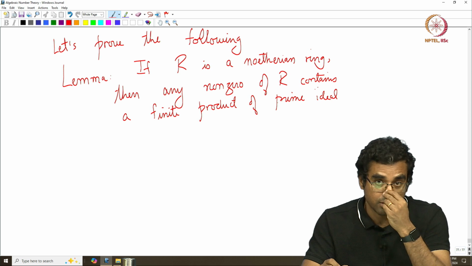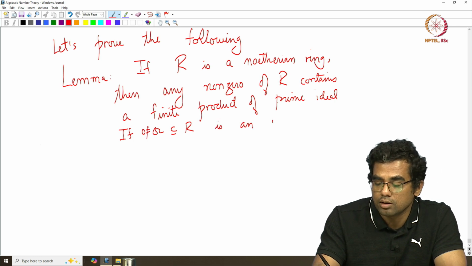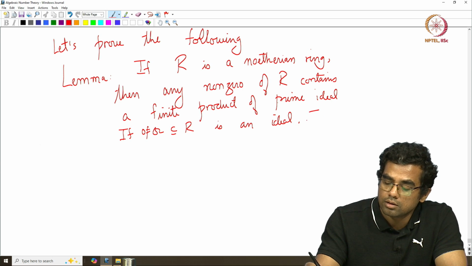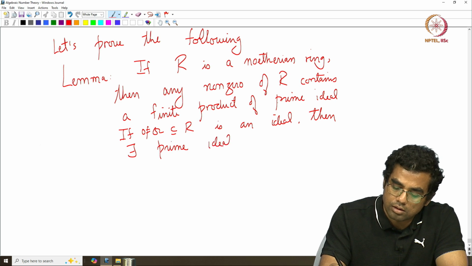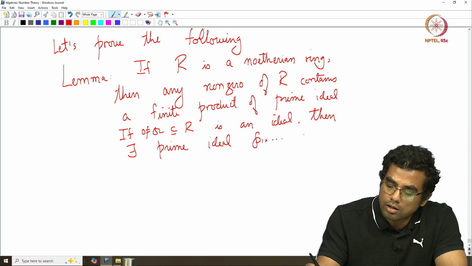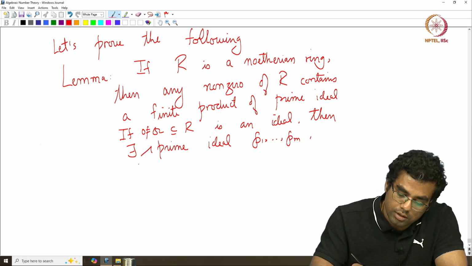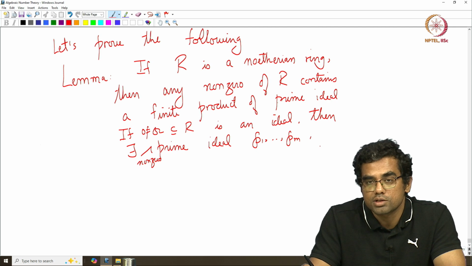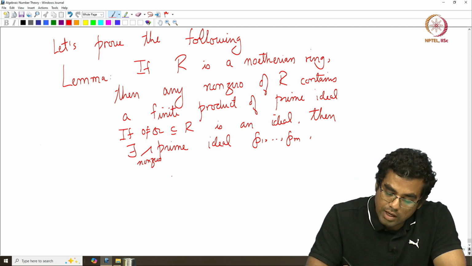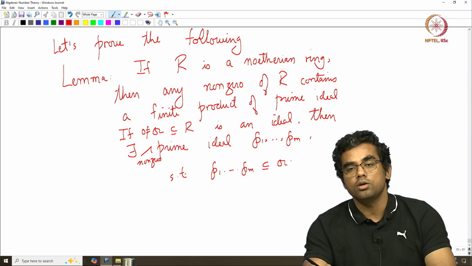Okay, let me write this more mathematically. So, if A contained in R is a non-zero ideal, then there exist non-zero prime ideals P1 up to Pm. Let me write non-zero here, because R could be a domain and you could just take 0 as the ideal, which is a prime ideal, such that P1 up to Pm is contained inside A. Okay, it need not be equal to A.